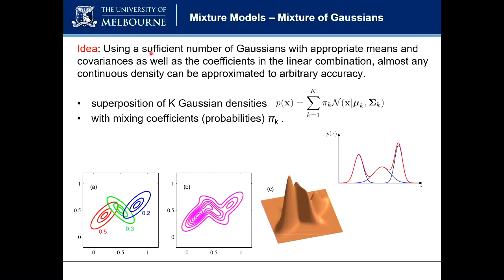So the idea is this. We can use a sufficient number of Gaussian distributions with appropriate means and covariances. They may differ. Each of them may have a different mean and covariance. And then coefficients in the linear combination. We can approximate almost any continuous density to some arbitrary accuracy. So we are creating the p(x), the distribution of my data, right? And then I'm doing a linear combination.